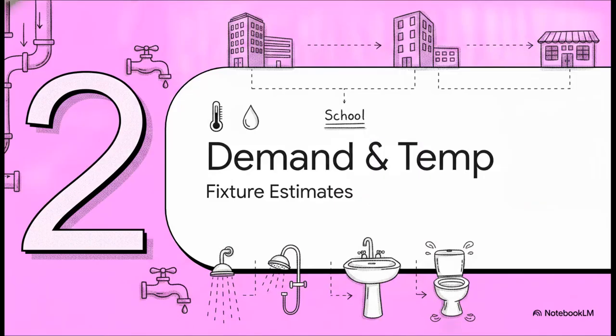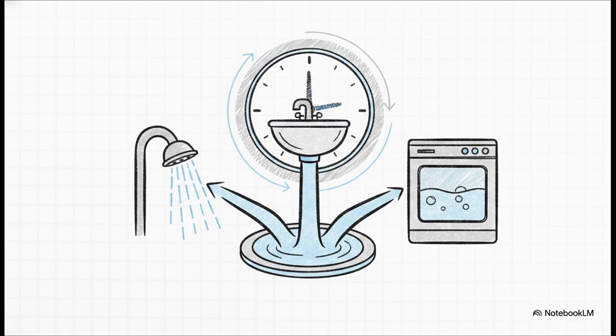Moving right along to step 2, calculating demand and temperature. So to figure out exactly what your building needs, you start right here. You either measure the peak flow rate in gallons per minute or the water volume in gallons per hour. You literally just add up the expected usage across all your fixtures, every single sink, shower, commercial dishwasher, and ice machine. But here is the really crucial nuance. You absolutely must account for diversity and simultaneity. Now, that's just a fancy engineering way of saying you have to realistically calculate how many of these fixtures are actually being turned on at the exact same time during your building's absolute peak rush hour.